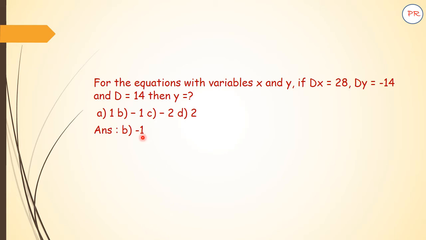Now how to solve this? It's very simple. You have to use Cramer's rule. y is equal to Dy upon D. So it will become minus 14 divided by 14 is equal to minus 1.